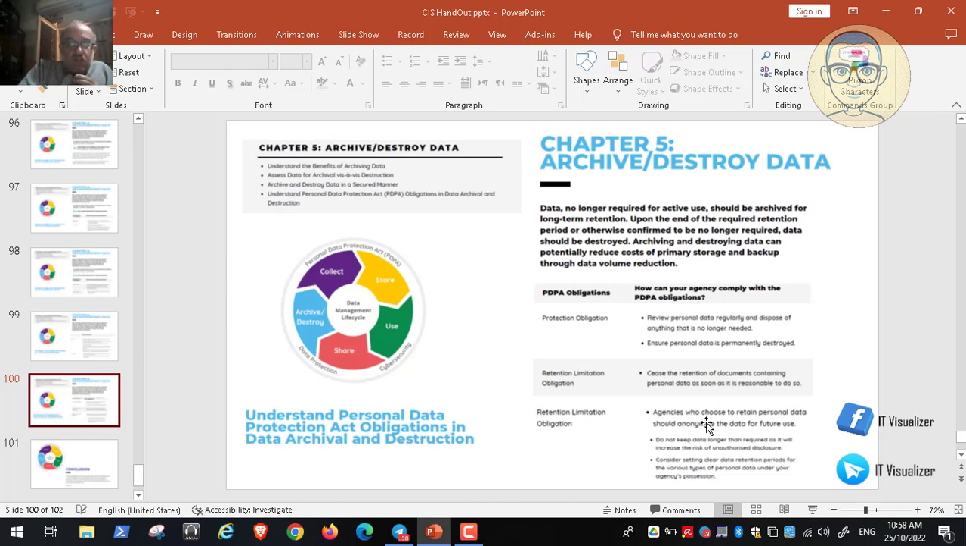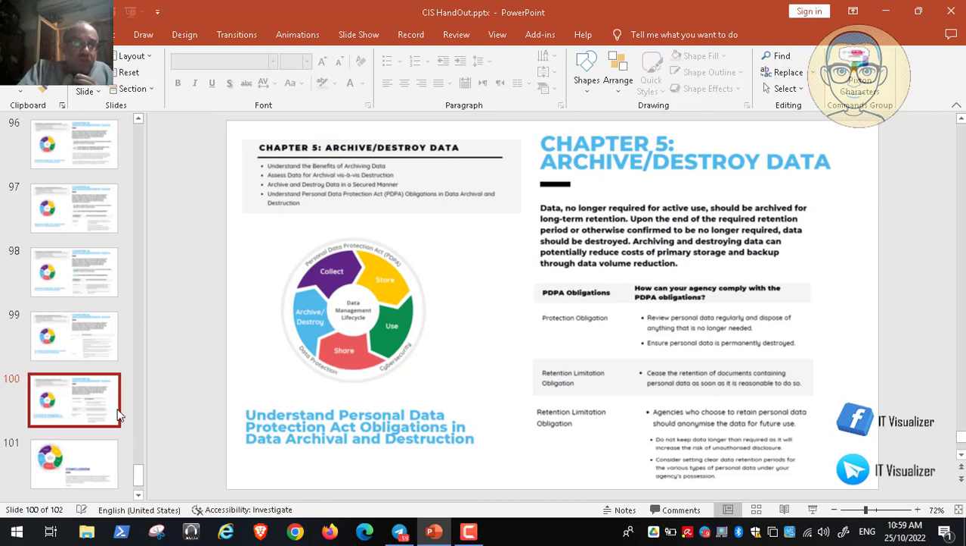Retention limitation obligation: agencies who choose to retain personal data should anonymize the data for future use. Anonymize means to make it not known. Remove anything that will point to the user, or any data that will point personally to a user. Do not keep data longer than required, as it will increase the risk of unauthorized disclosure. Consider setting clear data retention periods. So he's saying that you should protect the data if you are archiving personal data, and you should destroy the personal data in a secure manner when you take a decision to destroy it.